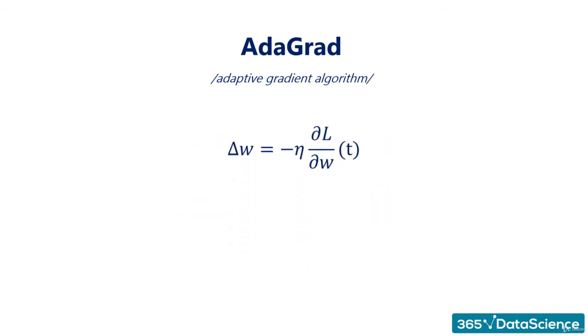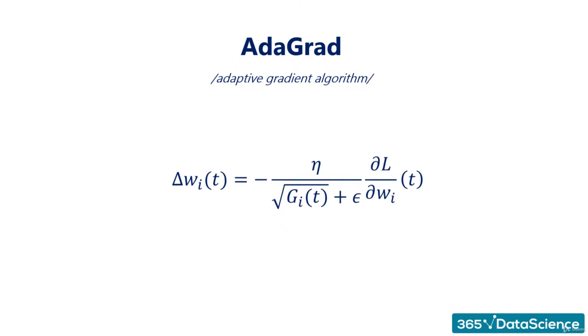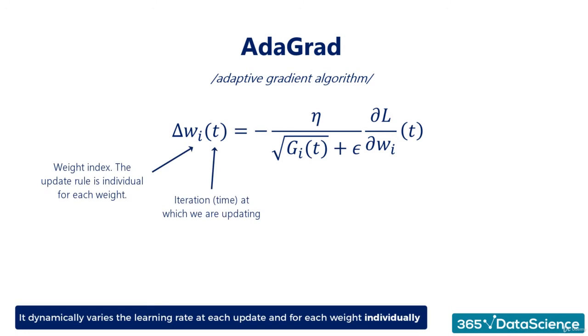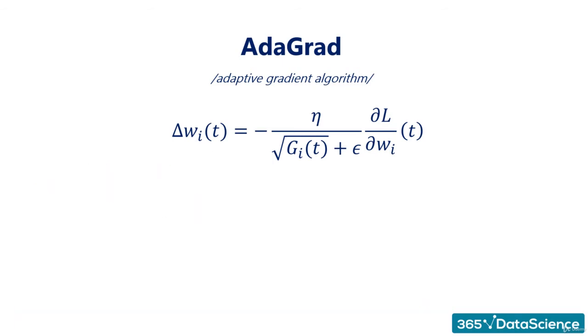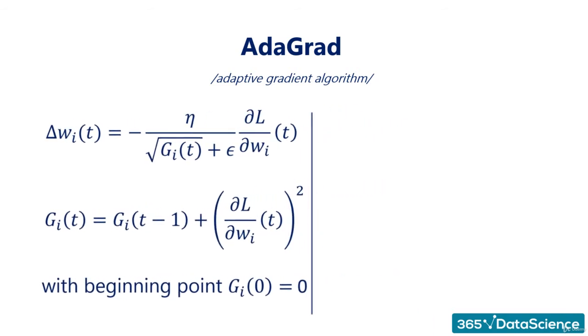When we consider the adaptive gradient algorithm, the change in the weight will be given by the same expression, but in addition, it will be divided by the square root of g at time t plus epsilon. So what is g here? G is the adaptation magic. Gi at epoch t equals Gi at epoch t minus 1 plus the square of the gradient at epoch t.